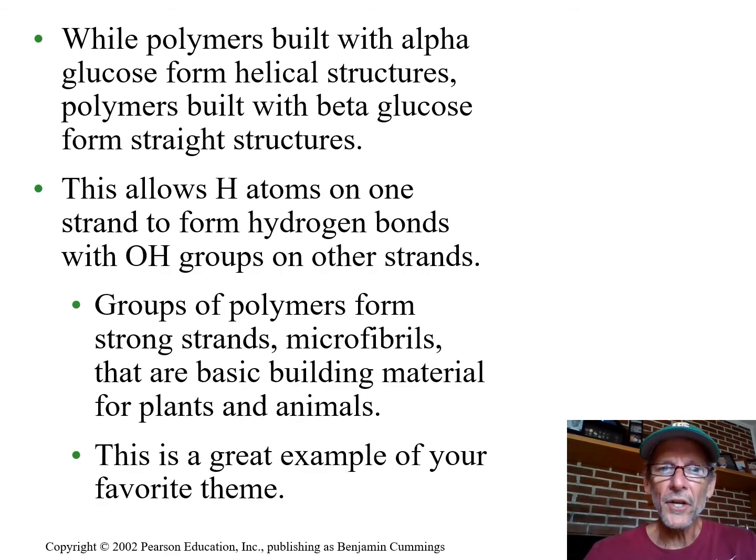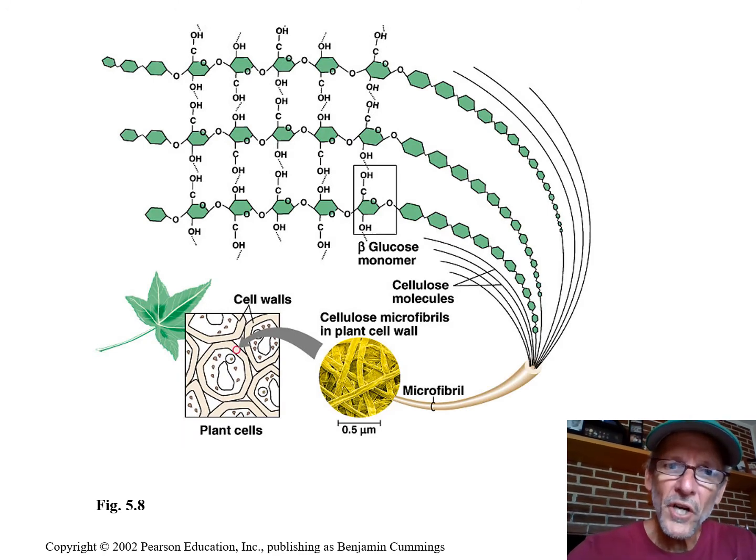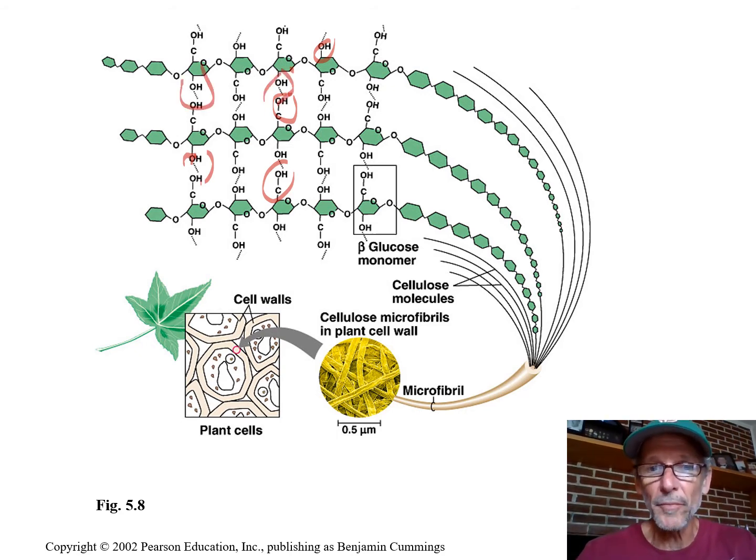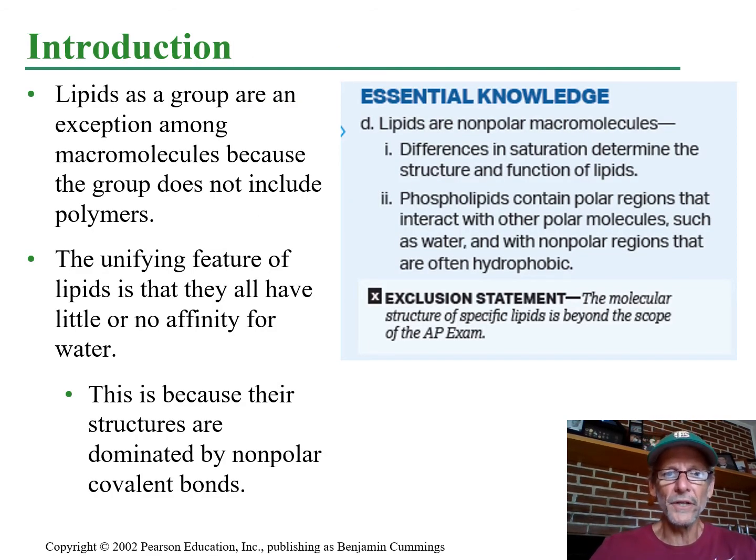So when you build these polymers with beta glucose, that puts the OH groups alternatingly, I didn't do a good job of that, but alternatingly in a way that they can hydrogen bond with other ones to make long chains, and make this very strong building block for most notably cell walls of plants. Okay, so now we're to lipids.